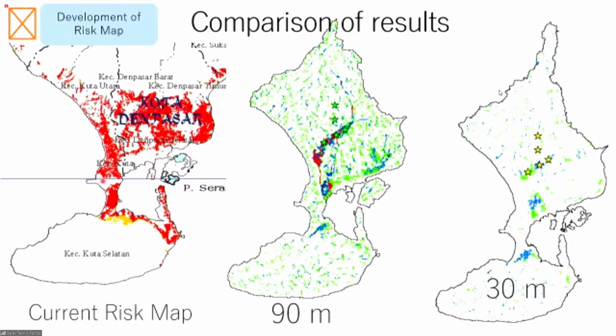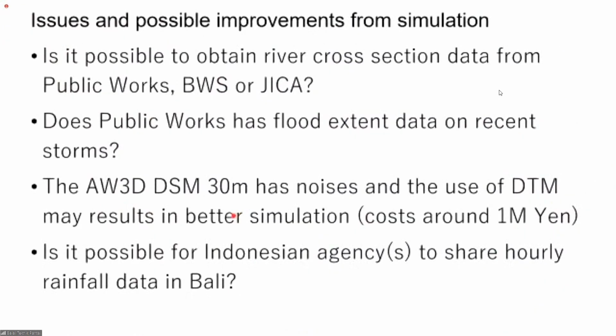The left panel indicates the current risk map obtained by somewhere. I forgot to ask Eva-san, but this is the current risk map. This is slightly similar to our 90-meter resolution model, but there must be too much flooding in the current risk map. So we may improve to a more realistic flood map using the RR model, updating local information. This is the last slide from Eva-san today. It is possible to obtain more detailed cross-sectional river datasets from PU, BWS, or JICA.